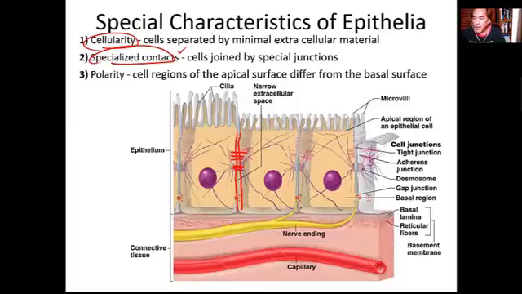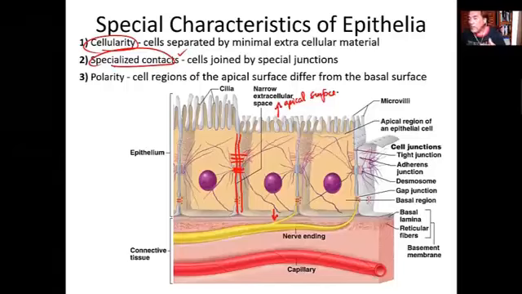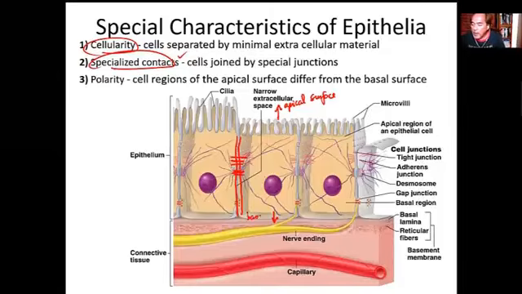Then an epithelium also has polarity. So this is going to be the top portion of the cell, okay, and this is going to be the bottom portion of the cell. The top portion of the cell is called the apical surface. The apical surface of the epithelium is usually free, because after that you've got the space, or the lumen, or the cavity. But the bottom portion of the cell is called the basal surface. They're actually embedded into a soil, okay? The soil that you see underneath is called a basement membrane.